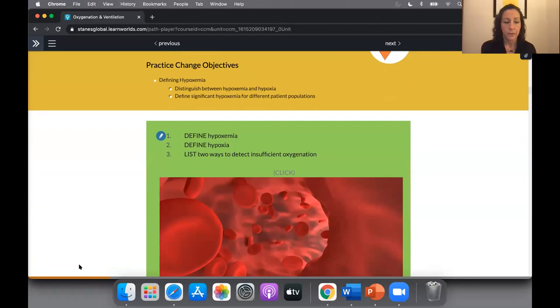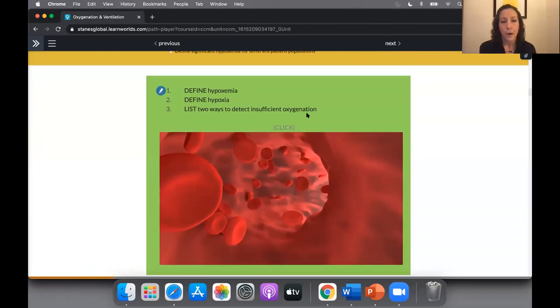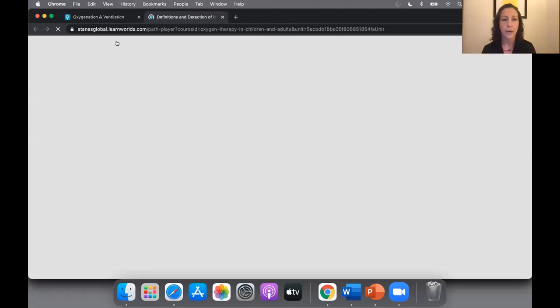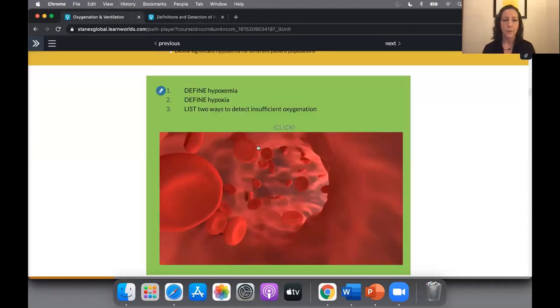Okay, let me get rid of this. So use your chat box, and I want to see you write the definition of hypoxemia versus hypoxia. So just try to tell me the difference between the two, and I'll give you about 1 minute. So I'd like to see a couple people try to define hypoxemia, try to define hypoxia, and then we'll talk a little bit more about the different ways to detect insufficient oxygenation. So we'll pull up our chat box and see what answers come out.